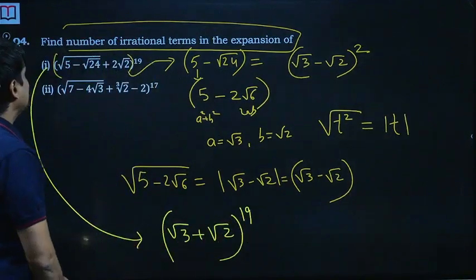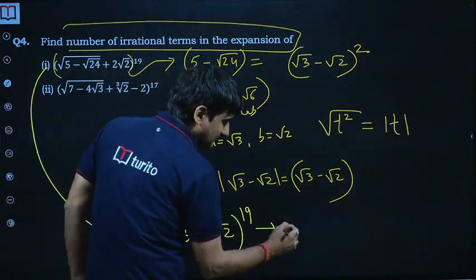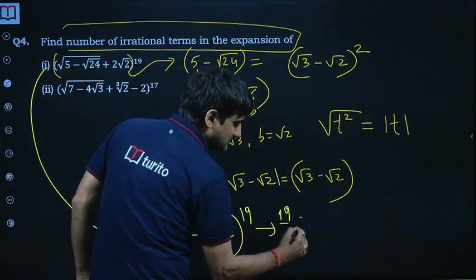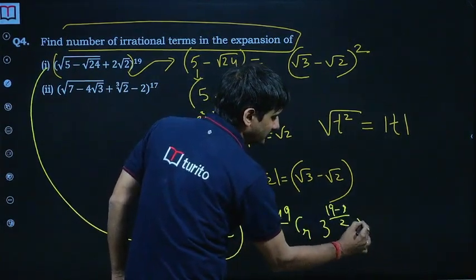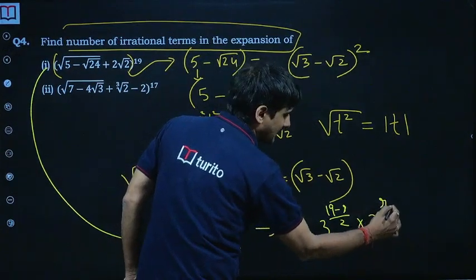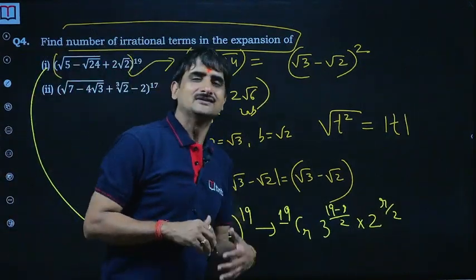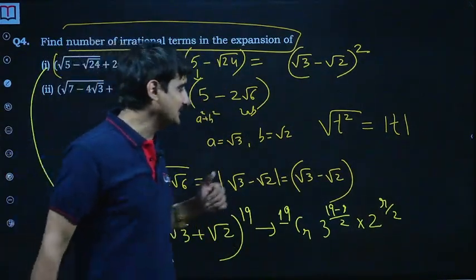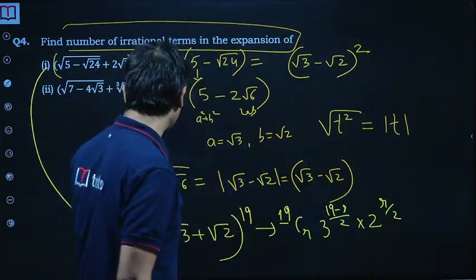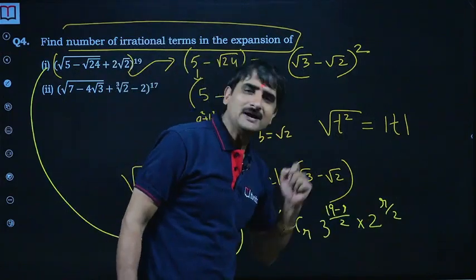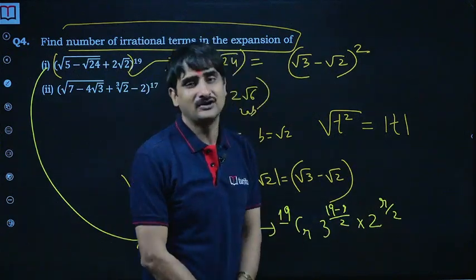19, and the number of irrational terms in the expansion. So again here, see, the general term will be 19 CR, 3 raised to the power (19 minus R) by 2, into 2 raised to the power R by 2. Now tell me how many irrational terms will be there. See, let's count it in the reverse order. Again, I'll prefer to count the number of rational terms in the expansion. So R by 2 should be an integer for this term to be a rational number or an integer.